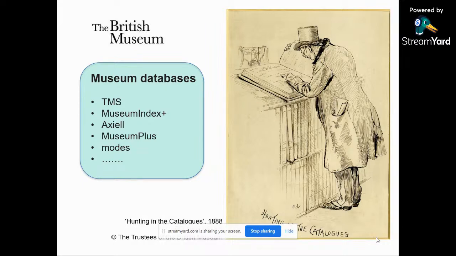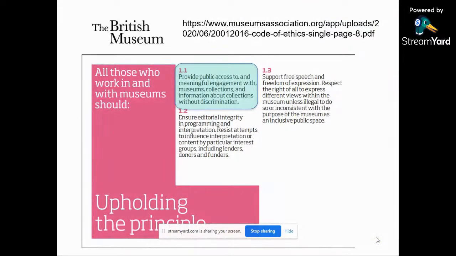And the importance of the information that museums record about their collections is also enshrined in the Professional Code of Ethics for UK museums. This is a screenshot of a page from the Museums Association's Code of Ethics. So if you see the point that I've highlighted, provide public access to and meaningful engagement with museums, collections, and information about collections without discrimination. And so that's enshrining the importance of our collections data.